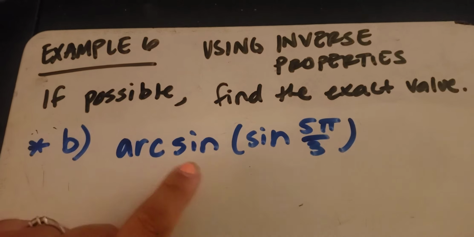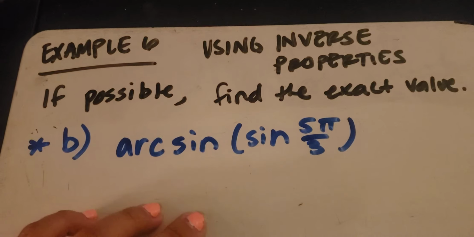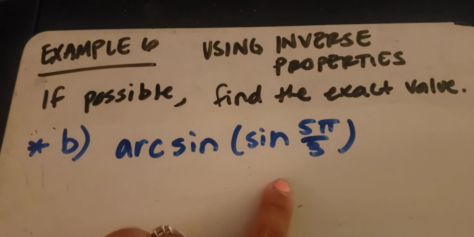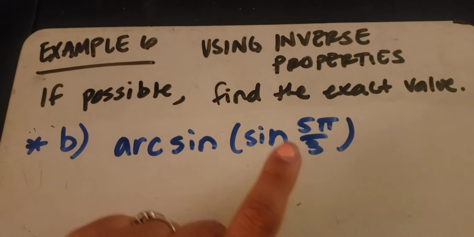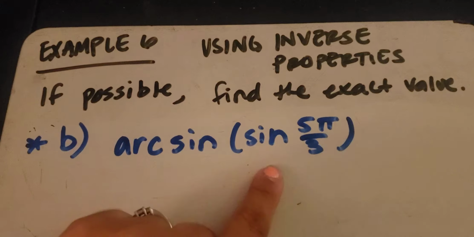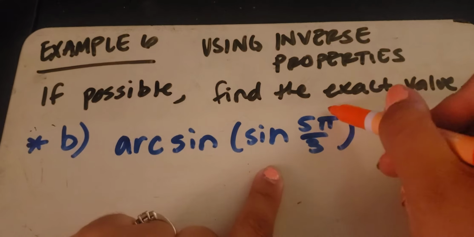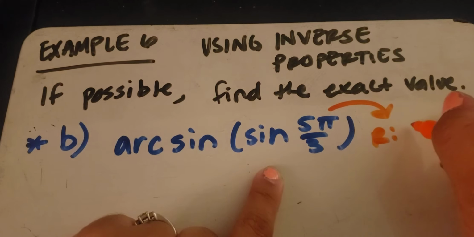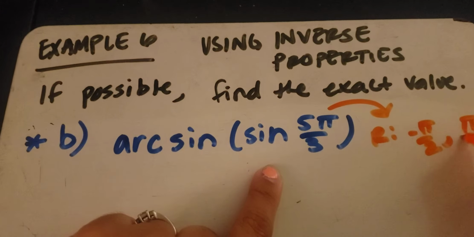So this is arc sine of 5 pi over 3. So it's different than the one that I showed you because now we have the inverse outside and the sine inside. So whenever we have the sine inside, so the regular trig function, not the inverse inside, then we should be looking at the range, okay? So the range for sine goes from negative pi over 2 to pi over 2.